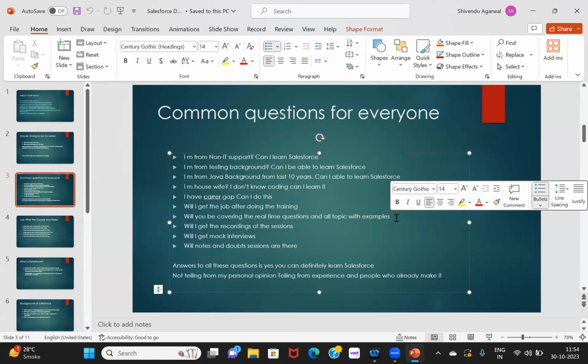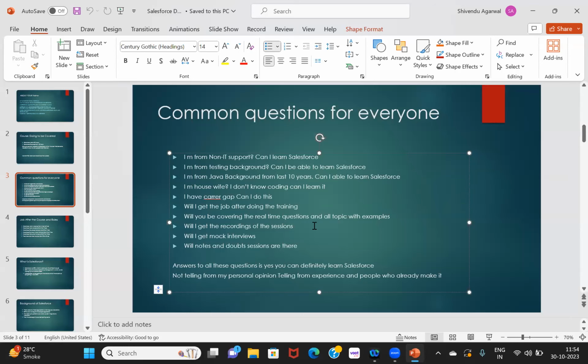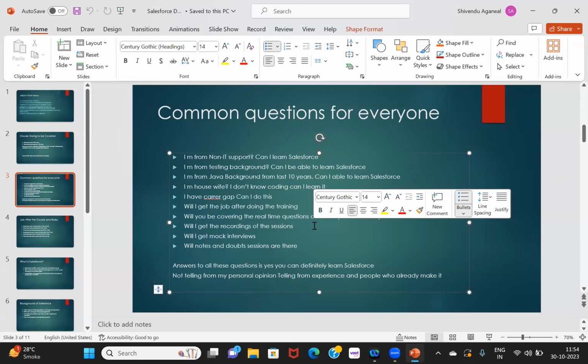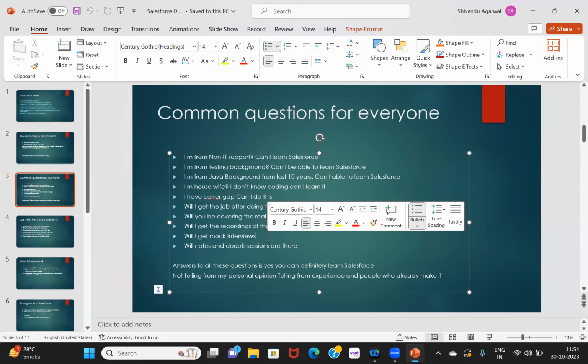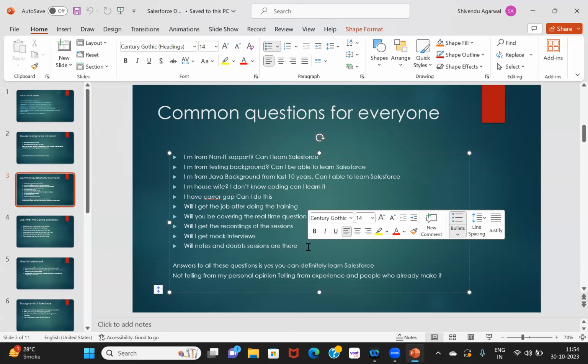Will I be covering real-time scenarios? Yes, we will cover that. Will I be getting the recordings of the sessions? Yes, you will be getting that also. And mock interviews, the team names have already been shared with you. On Saturday, we will be doing the interview sessions for you. Doubt sessions and notes, you can ask me. I will provide the notes, and you can ask doubts in the session.